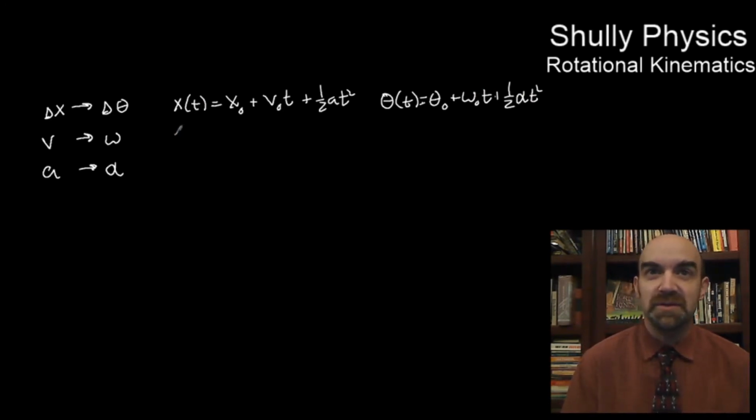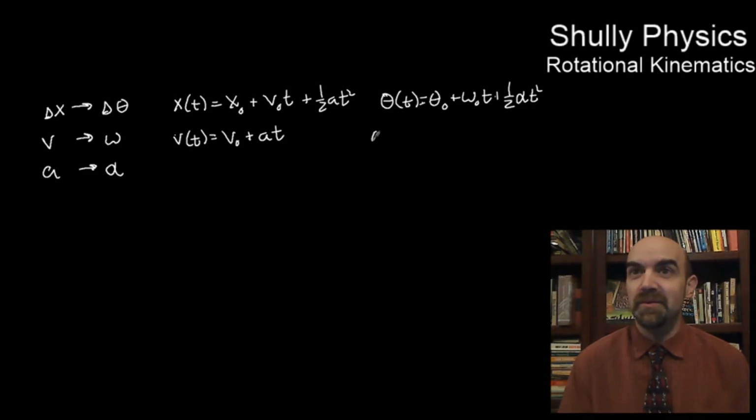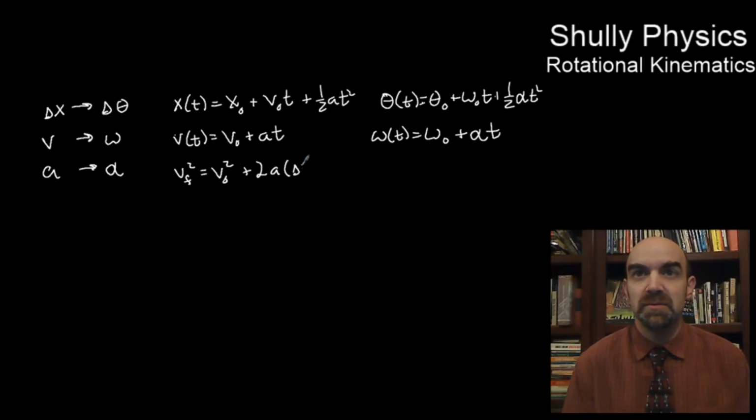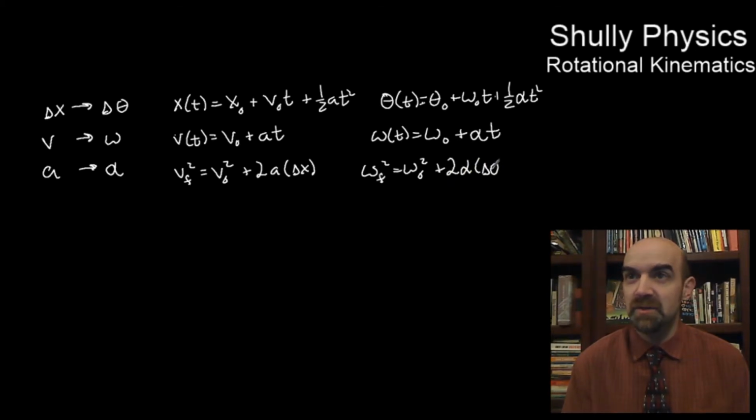Instead of our second one, v of t equals initial velocity plus acceleration times time, we now have omega of t. Omega is a function of time: initial angular velocity plus angular acceleration times time. And we also had a relationship between a final velocity and an initial velocity, with a delta x at the end there. We'll also have omega final squared equals omega initial squared plus 2 times alpha times change in theta.